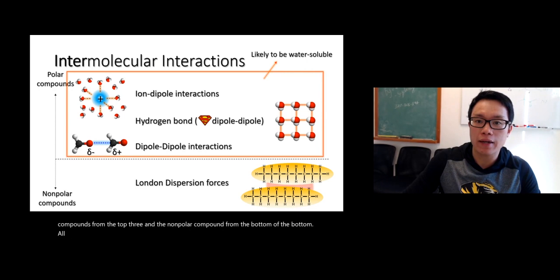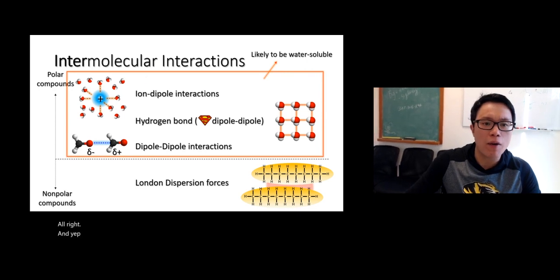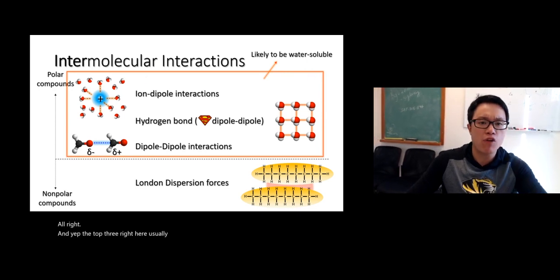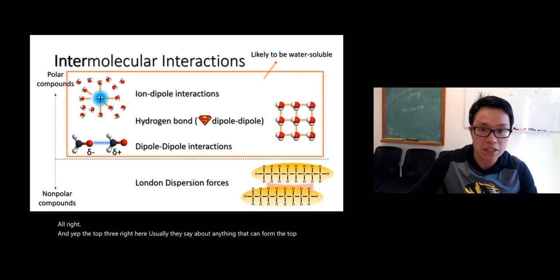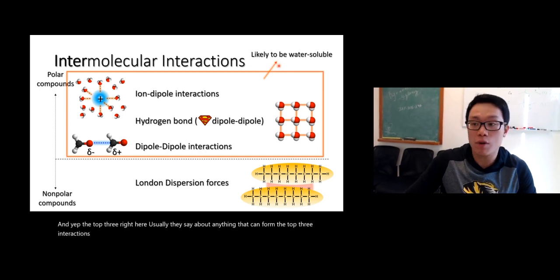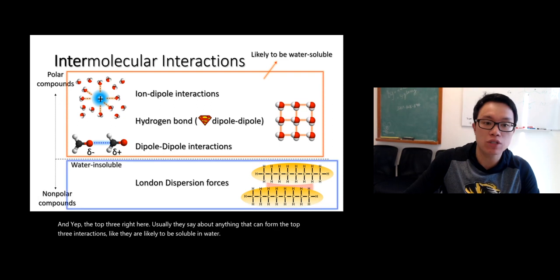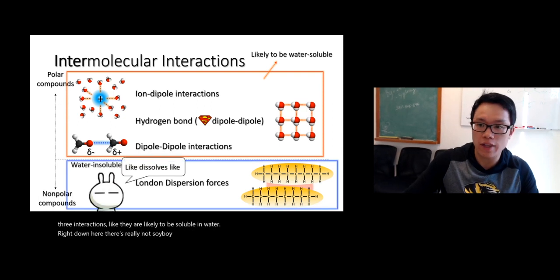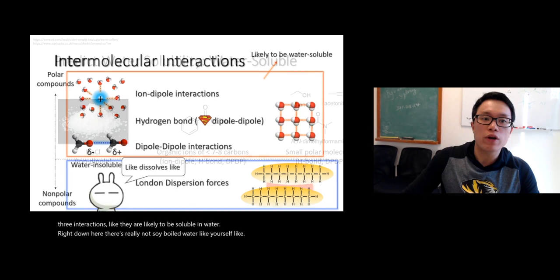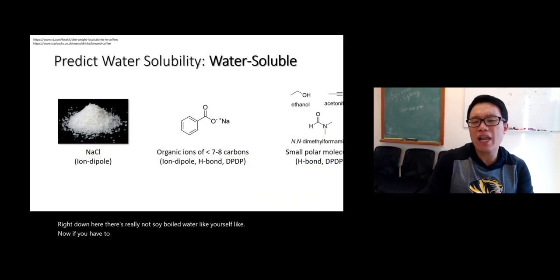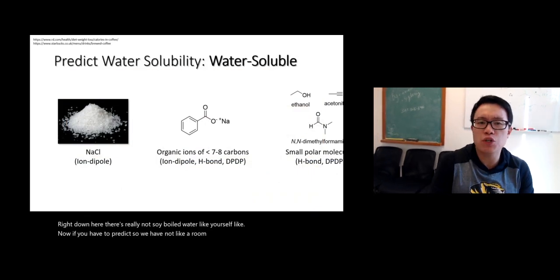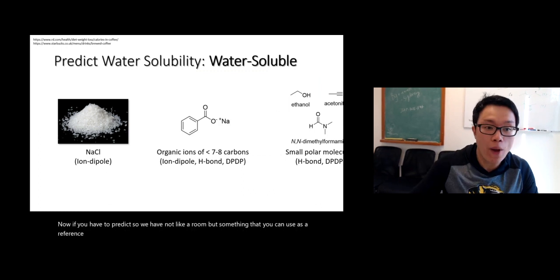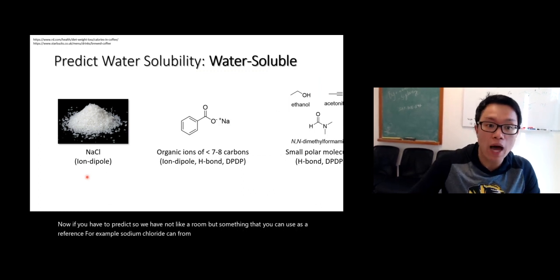All right. The top three right here are usually soluble. Anything that can form the top three interactions is likely to be soluble in water. Right down here, usually not soluble in water, like dissolves like. Now, if you have to predict, we have not a rule, but something you can use as a reference. For example, sodium chloride can form ion dipole with water.